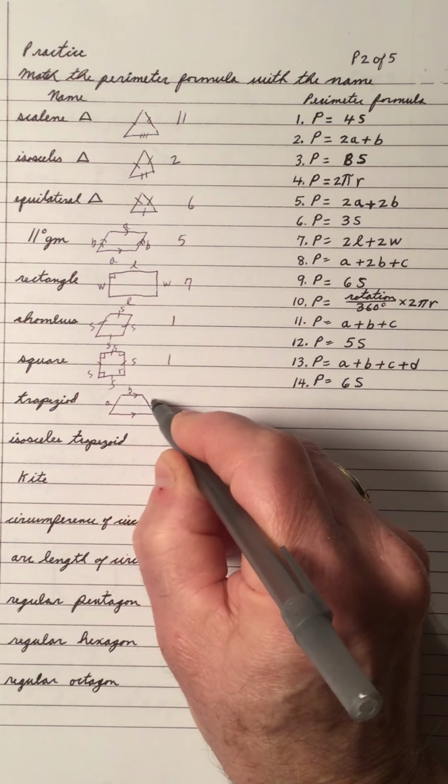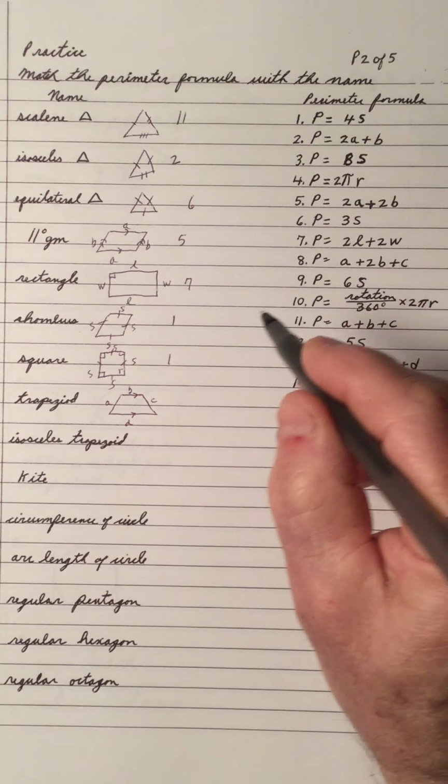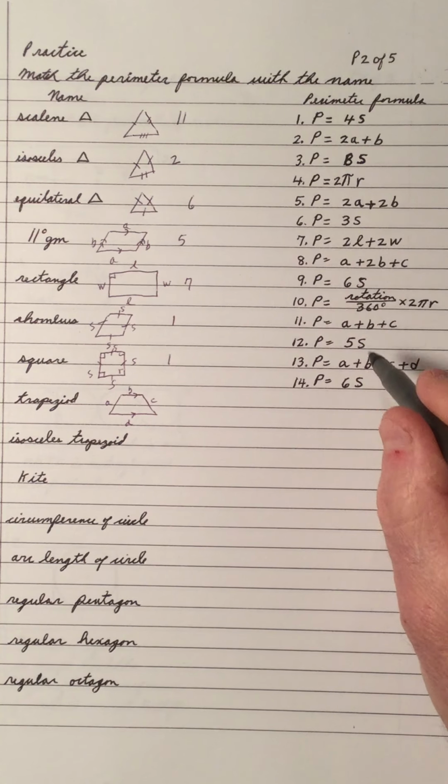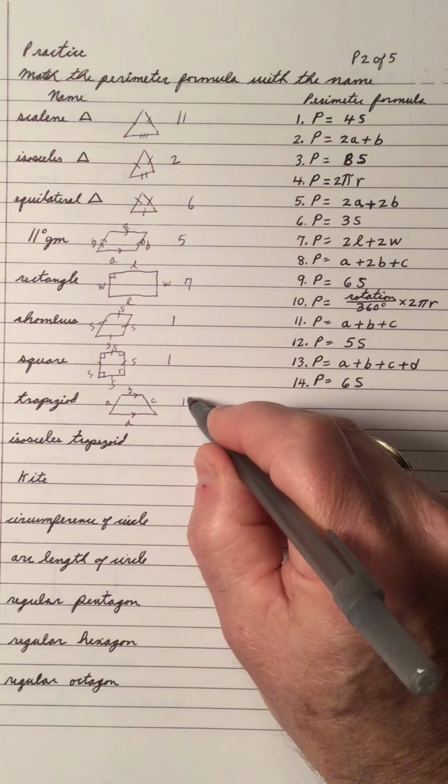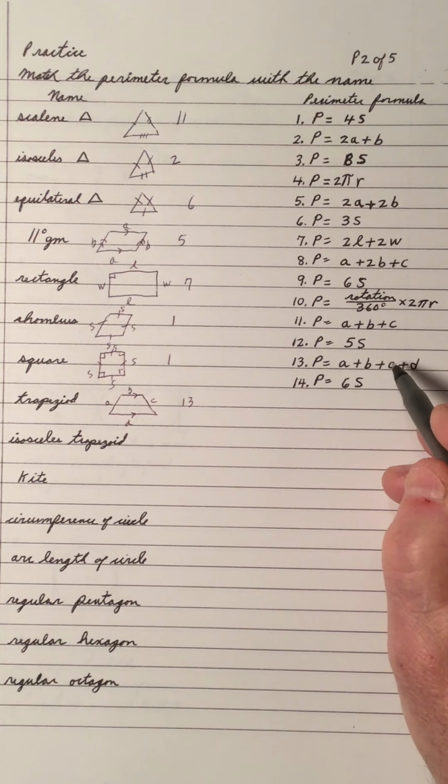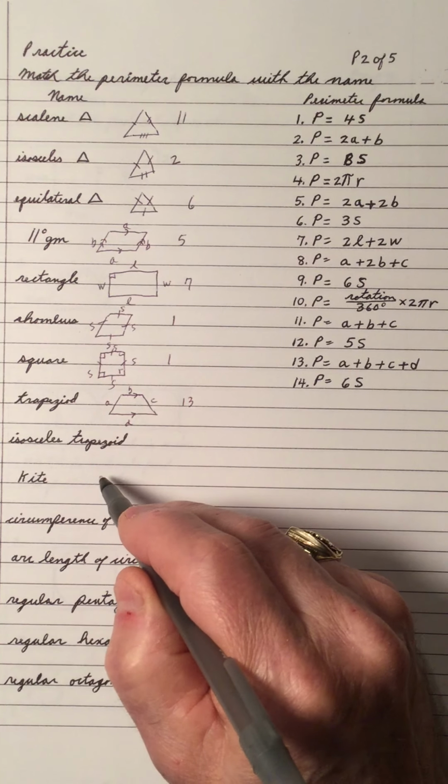A trapezoid has one pair of opposite sides parallel only, and we have no sides equal, so we have an A, a B, a C, and a D. So a trapezoid has 4 letters, and it's number 13. P equals A plus B plus C plus D. Add up all the sides.